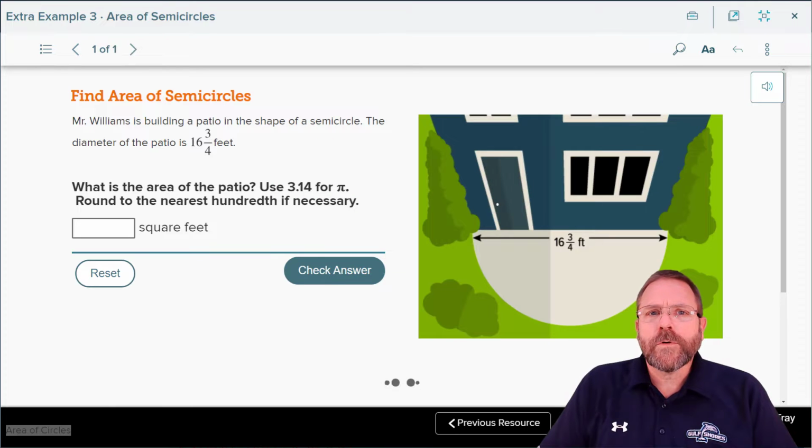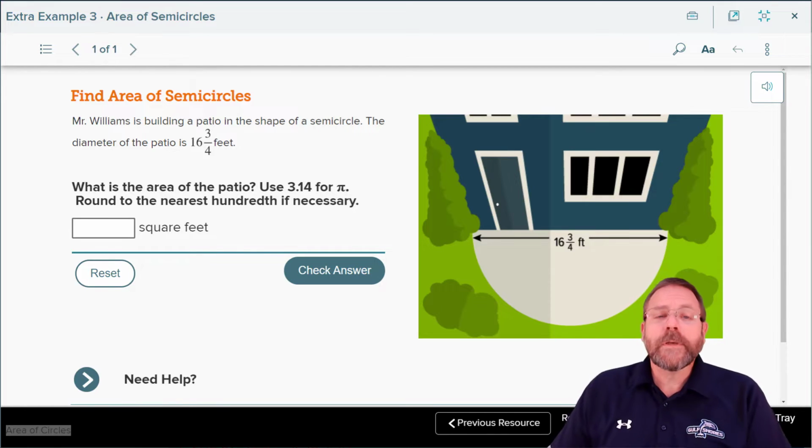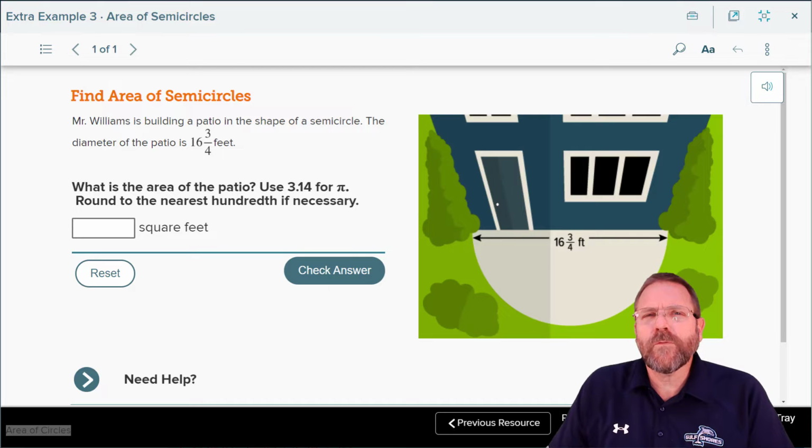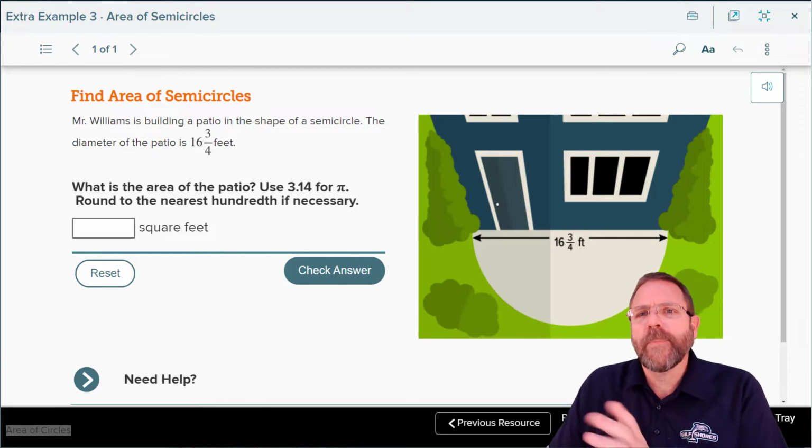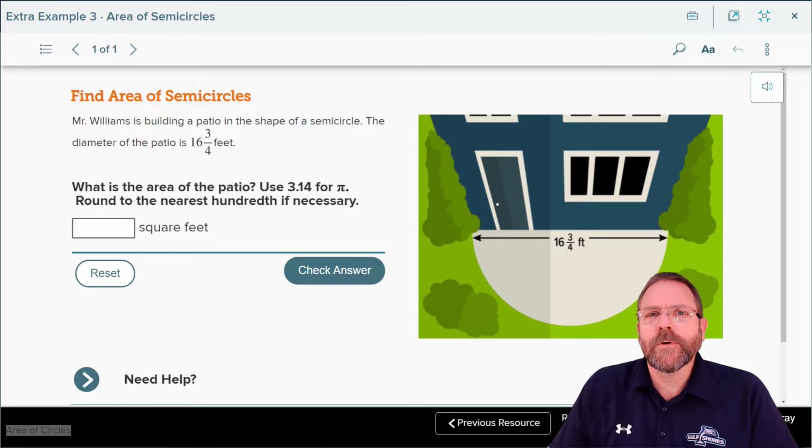Now it's going to be your turn. Go ahead and pause the video. Work this problem on your own. This problem does involve a mixed number or fraction in it, so use their formula instead, the 1/2 pi times radius squared, when you do it. Go ahead.